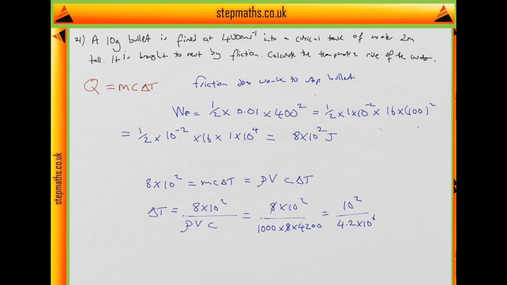So that comes out to give us 1 over 4.2 times 10 to the minus 4. 1 divided by 4.2 is approximately 0.25. That's approximately 0.25 times 10 to the minus 4. So the answer is 2.5 times 10 to the minus 5, which corresponds to an answer of A.